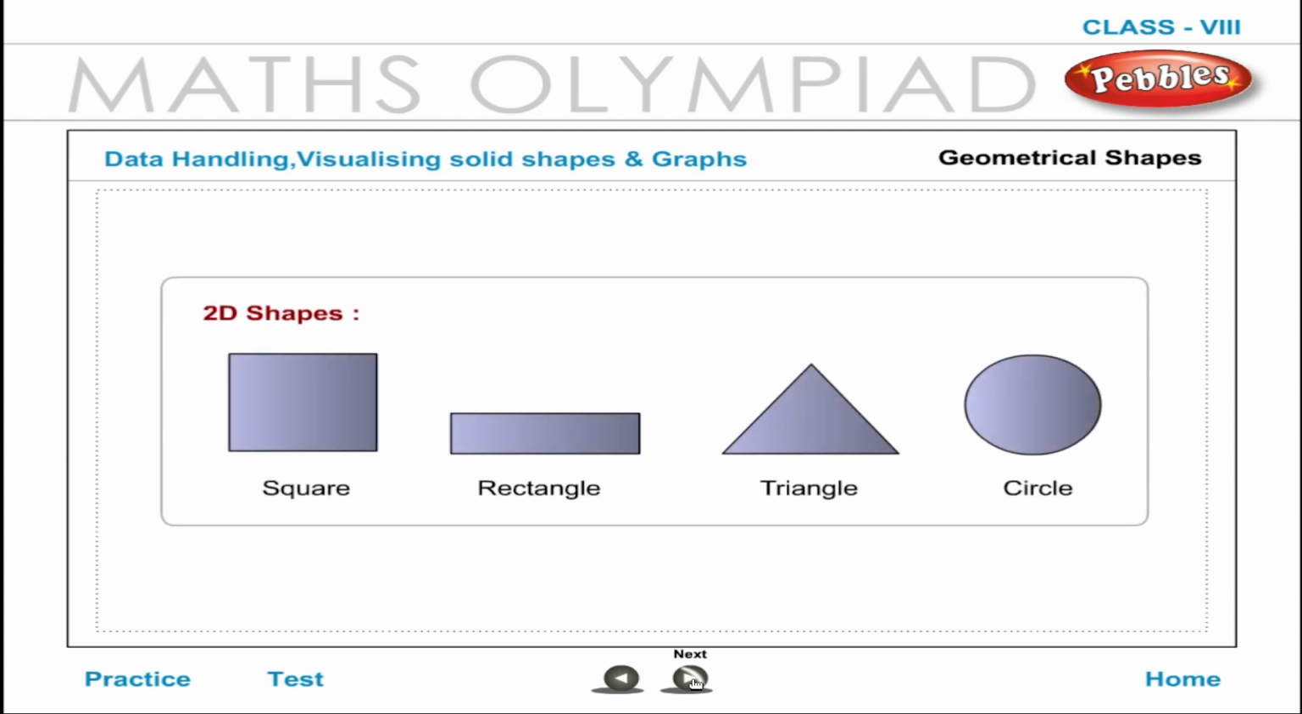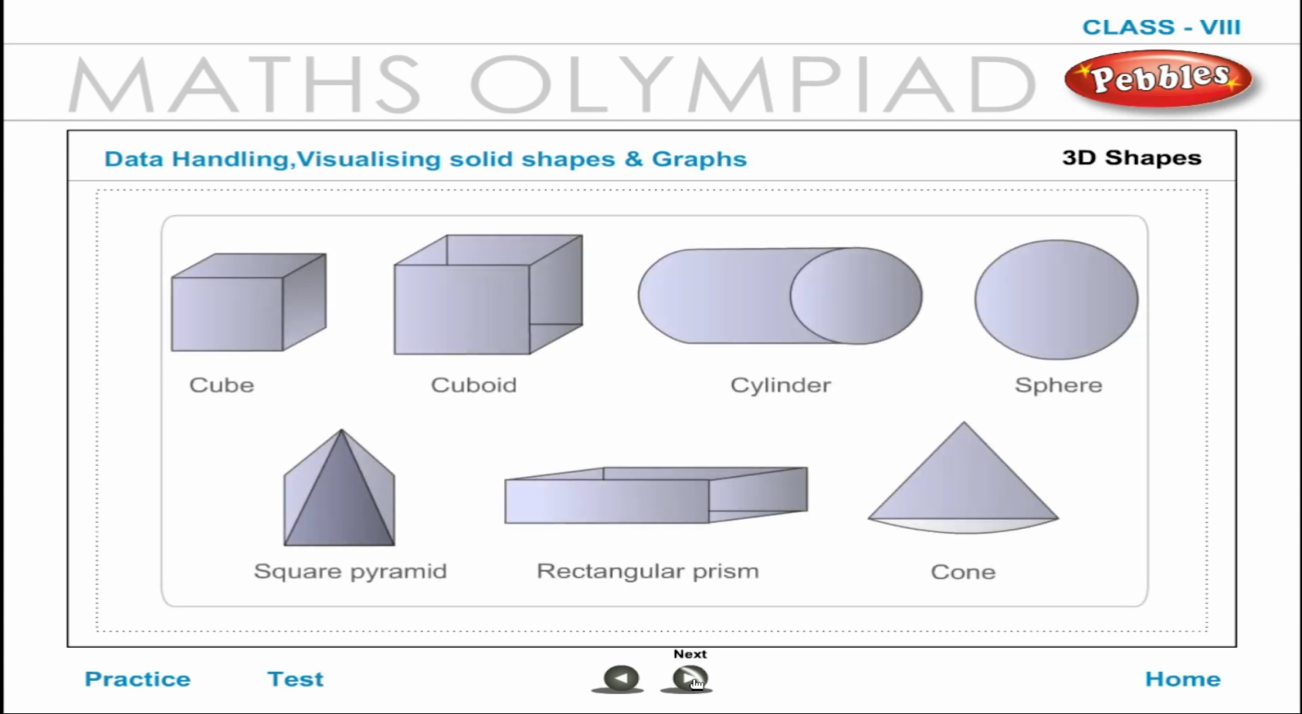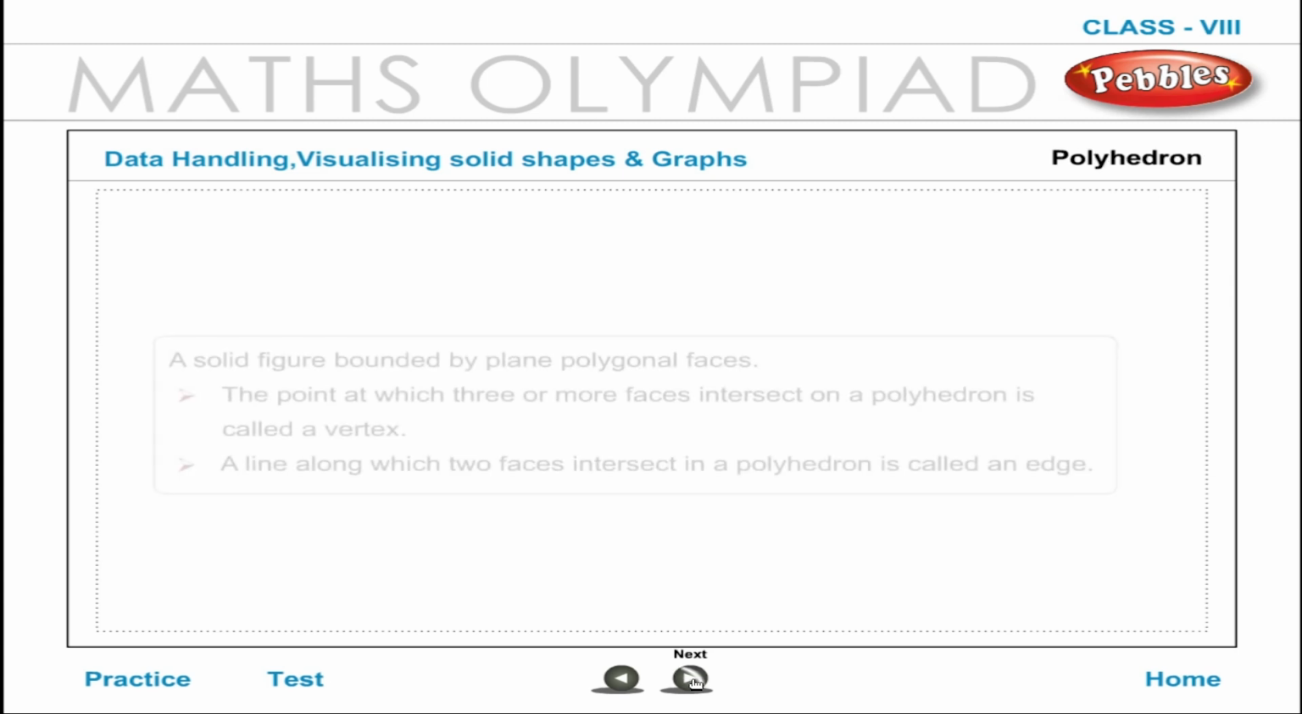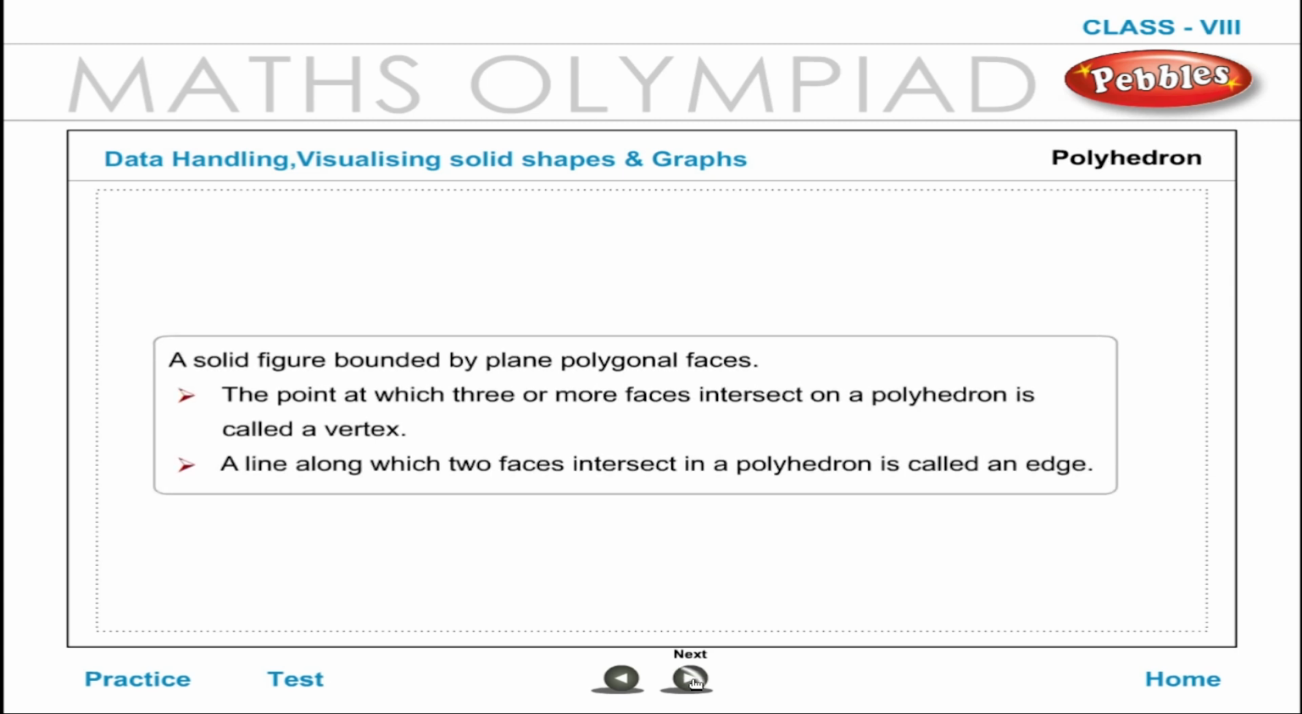Geometrical shapes. 3D shapes. Description of solid shapes. Polyhedron. A solid figure bounded by plane polygonal faces.